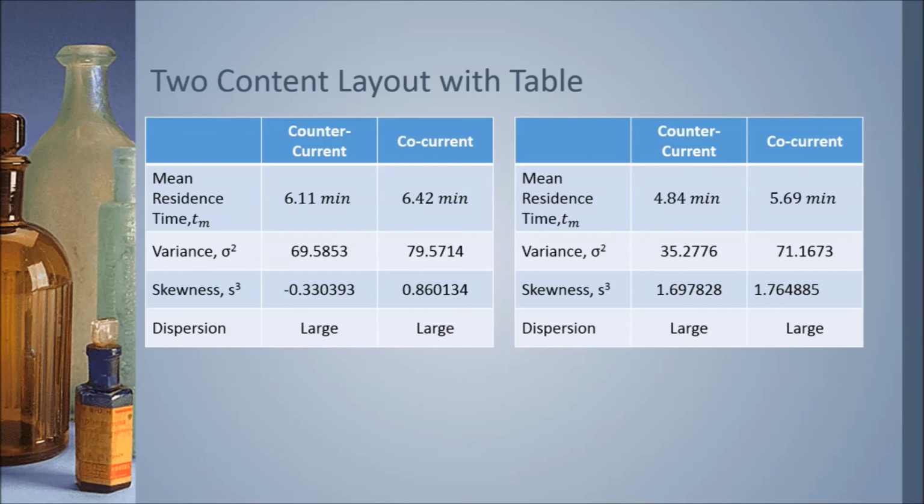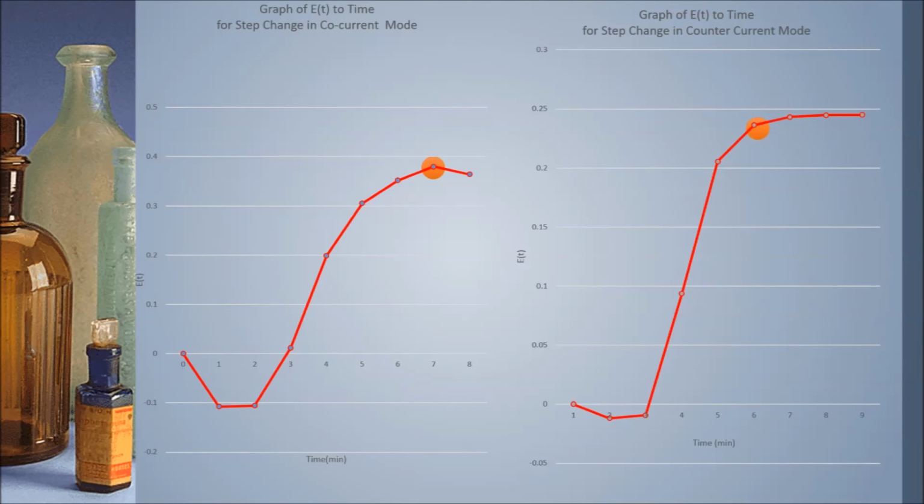As for dispersion, we can see that in the four different situations, they have high dispersion values in all conditions. This indicates that there is a significant deviation from plug flow. This may be because of the packing in the columns. Now, let's analyze the graph part.